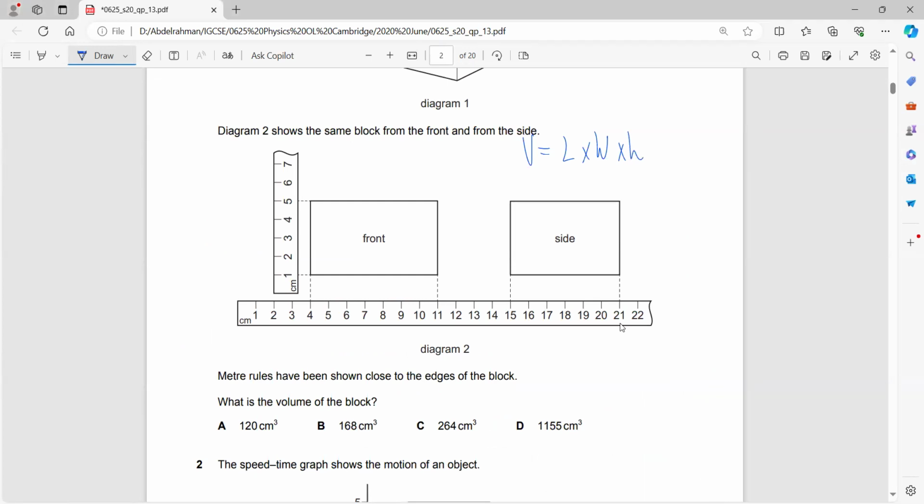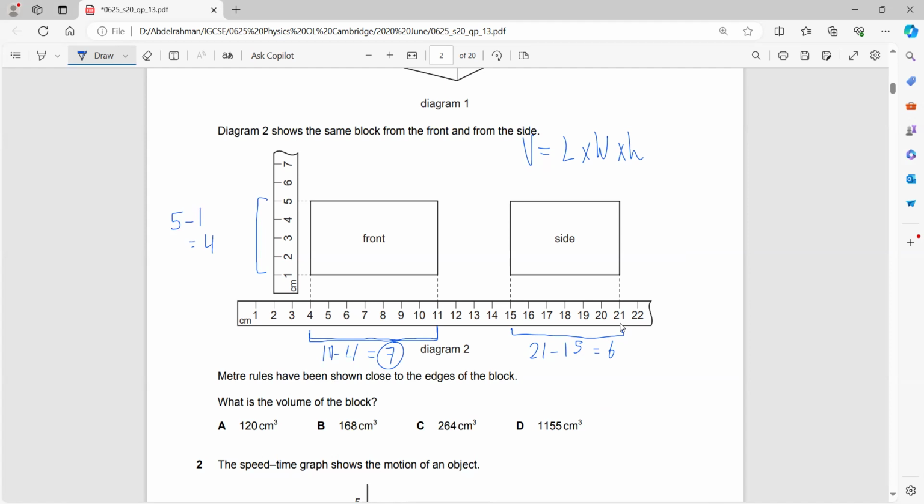From this diagram, how can I find the length and the width and the height? It's quite easy. For example, let me help you out. The length would be from 4 to 11, so 11 minus 4, which is 7. The width would be 15 to 21, so 21 minus 15 is 6. And the height from 1 to 5, so 5 minus 1 is 4.